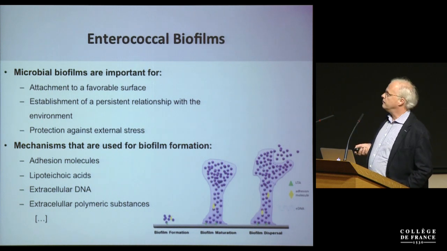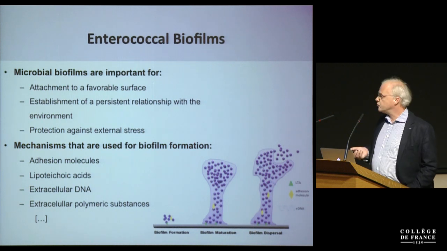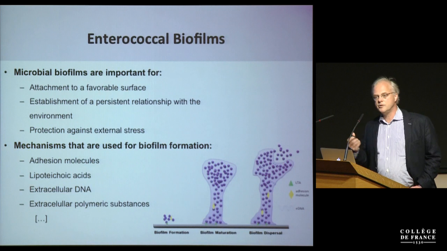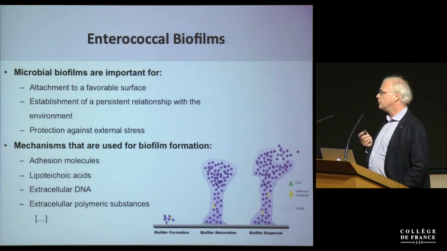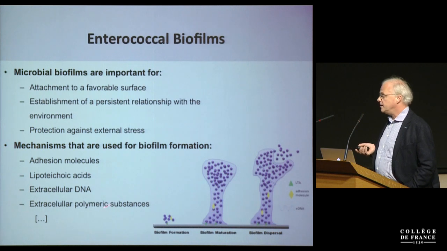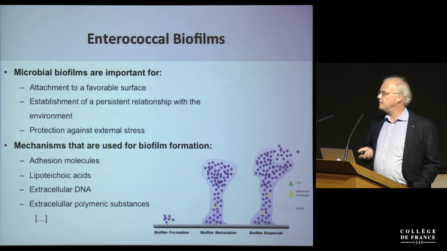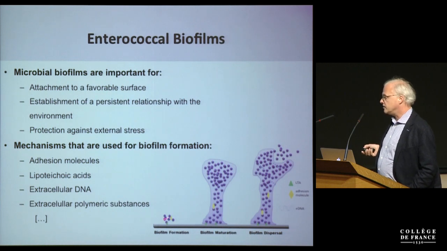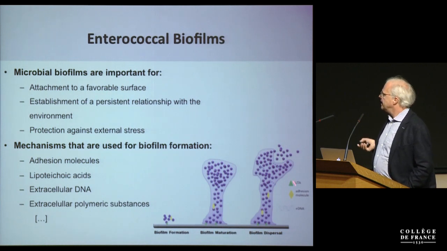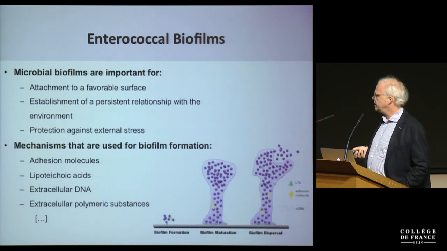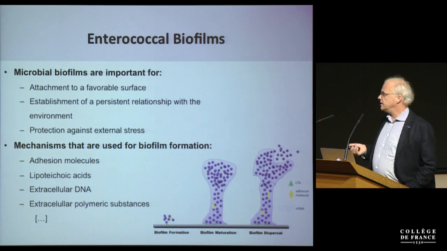In biofilm formation in clinical strains, a number of things are involved. They can be adhesion molecules, proteins, in gram-positives. Lipoteichoic acids have been shown to be important for biofilm formation. Extracellular DNA is important to stabilize biofilms, and also other extracellular polymeric substances. And this is a little cartoon that probably you have seen already, showing how these biofilms occur.